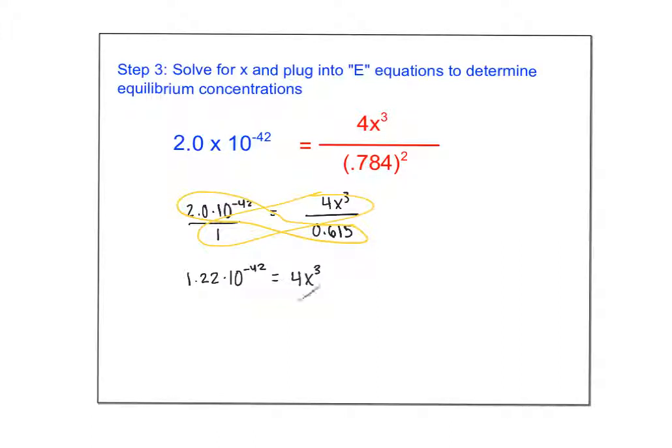Next, I'm going to divide both sides by 4. That gives me 3.08 times 10 to the negative 42nd equals, my 4's cancel, x cubed. And then I'm going to take the cube root of both sides, and that should hopefully give me x equals 6.7 times 10 to the negative 15th.